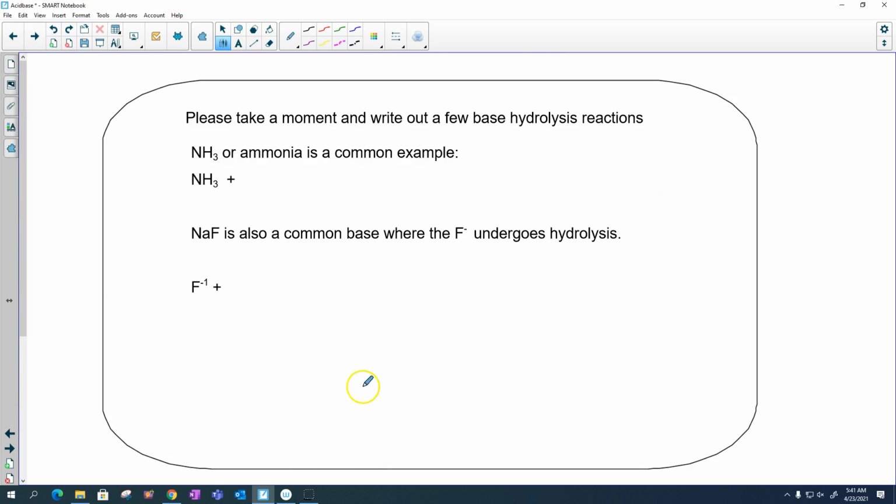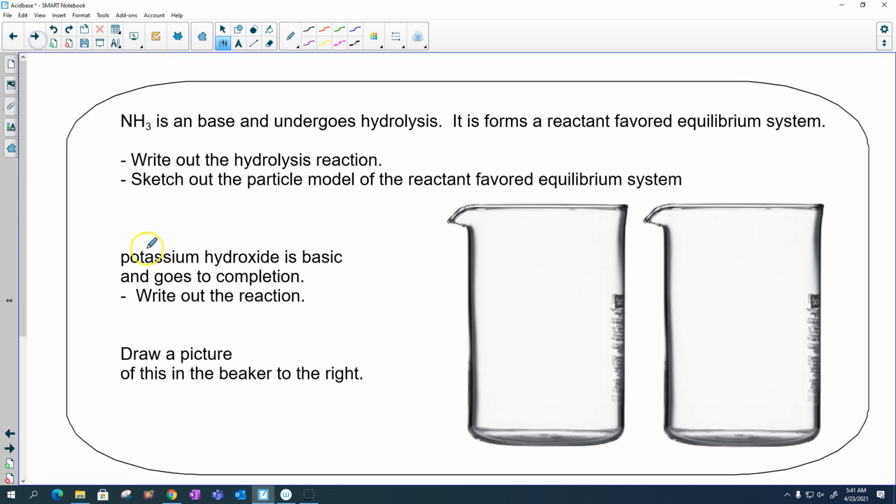Please take a moment and write out a few base hydrolysis reactions. Again, I'm telling you they're bases. Ammonia, NH3, is a common example. Let's run this one out. You might want to pause the video and try it on your own. NH3 plus H2O yields NH4 plus and OH negative. So NH3 is a base and undergoes hydrolysis. We saw the reaction in the past.